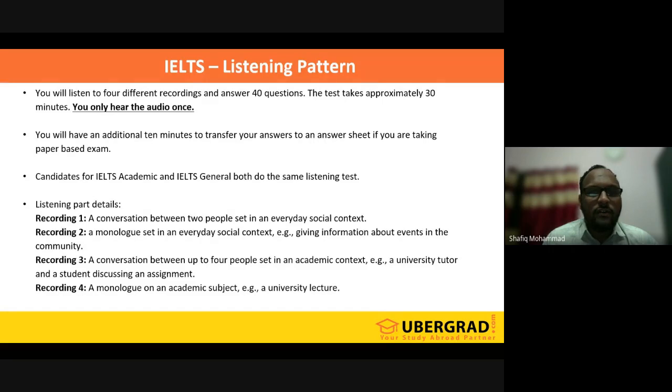So the first section is all about form filling. The second one is a monologue, where one person will be speaking, with content about, for example, a social context or information given on some topic. The third one will be again a conversation between two or more, mostly three to four people. The fourth section will be a monologue or a lecture given on some topic.